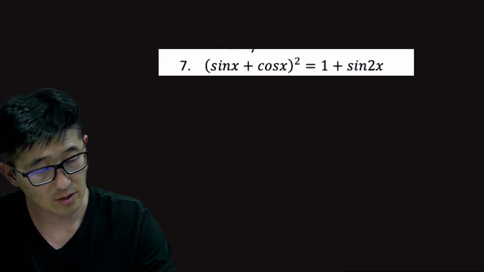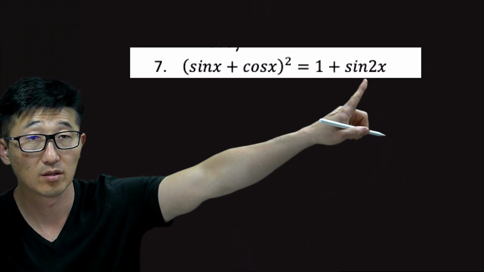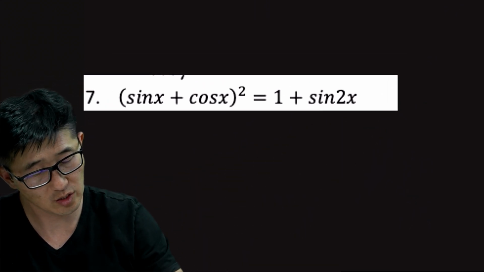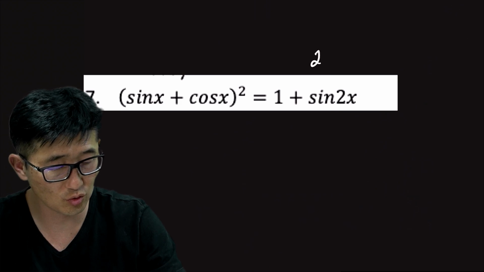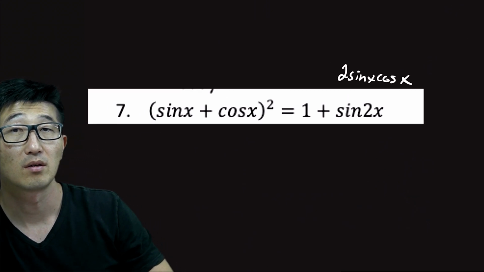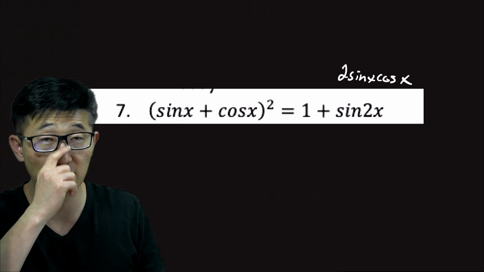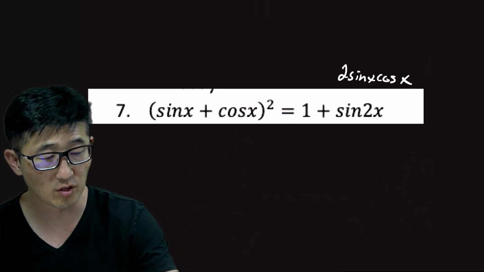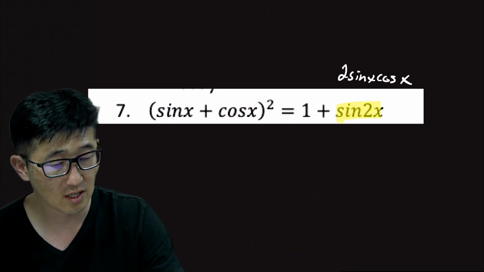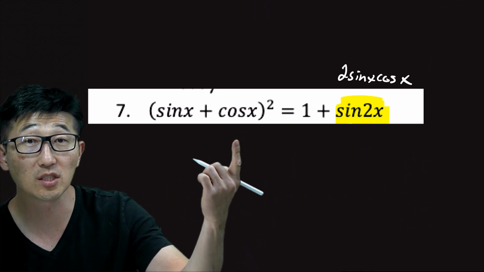All right, now do you notice that this is a double angle right over here? Sine 2x will expand to 2 sine x cosine of x. So you want to keep that in mind because on the left side, you're going to see a 2 sine x cosine of x, and you have to immediately recognize that it turns into sine 2x. All right, so this is telling us what to do.